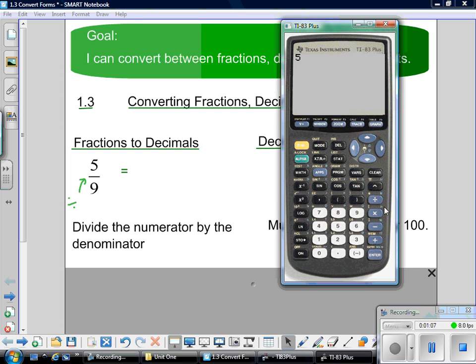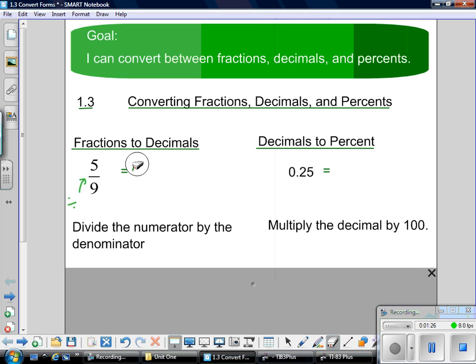So if I do 5 divided by 9, I end up with decimal 0.5555, and notice it ends with a 6. Actually, the last number isn't a 6, it's just my calculator ran out of digits, so it rounded up. So really this is decimal 5 repeating. So that's my answer, and so that's what I would put down. Okay, so very easy to change that.